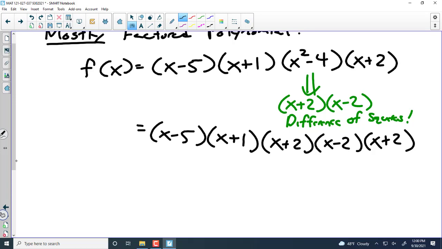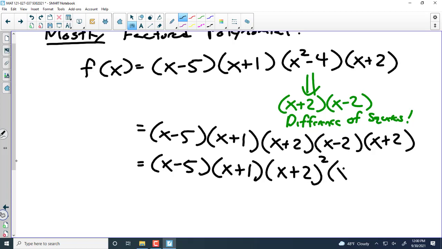But now we have a different problem. We have the same factor twice. So we've got to group that together, otherwise we're going to mess up our multiplicities. And now it's good to go. There wasn't a whole lot of work we had to do, but we did have to do a little bit of work before we were ready to work with this one.